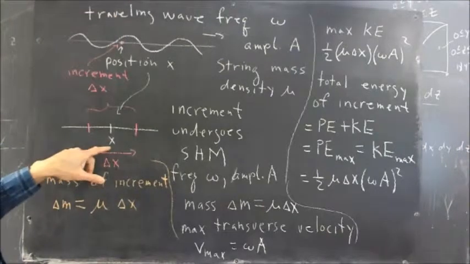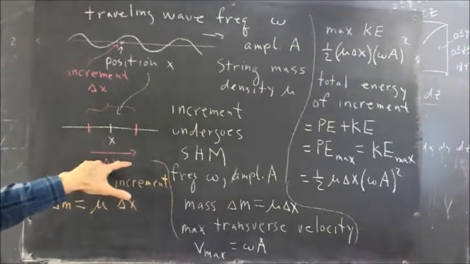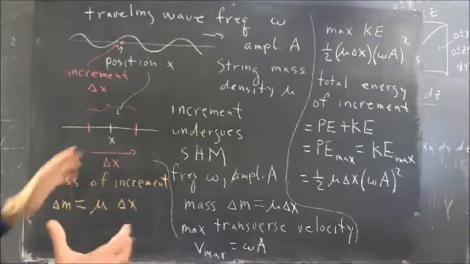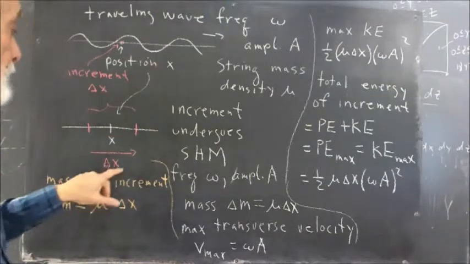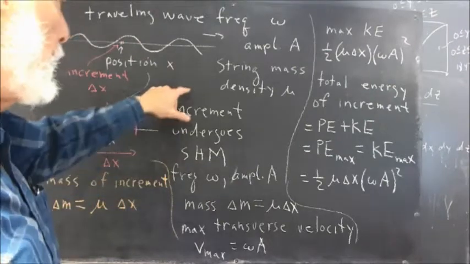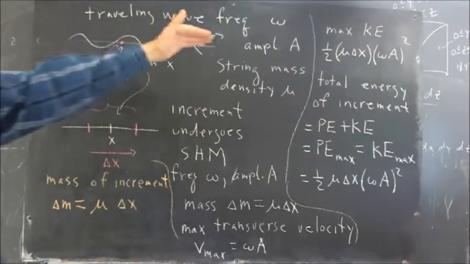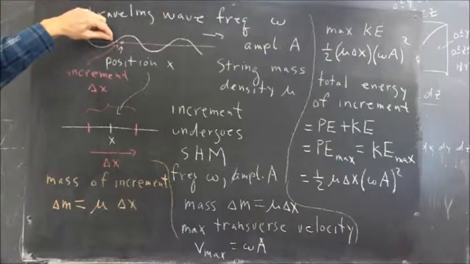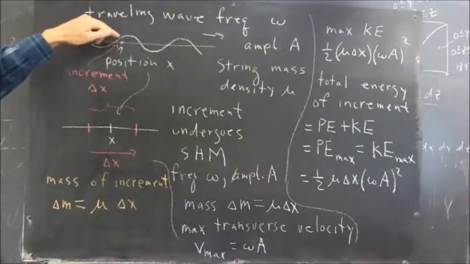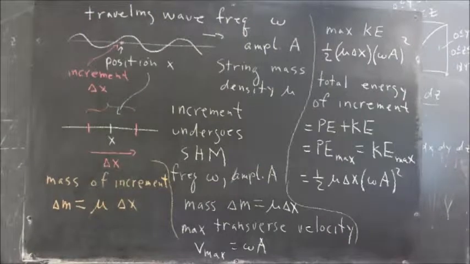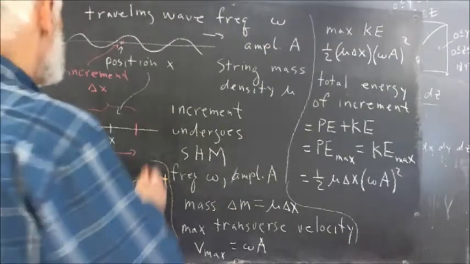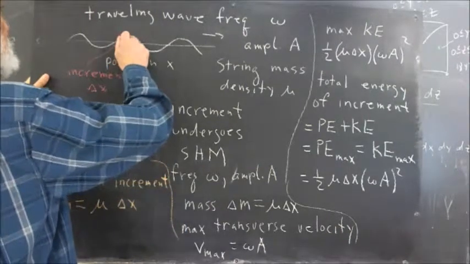Now we enlarge that down here. Here's the position x. Here's an increment delta x with x somewhere within that interval. Now, as the wave passes, if the wave moves a little bit, that increment is going to be, right now that increment is actually up here on the wave. So there's the increment delta x.